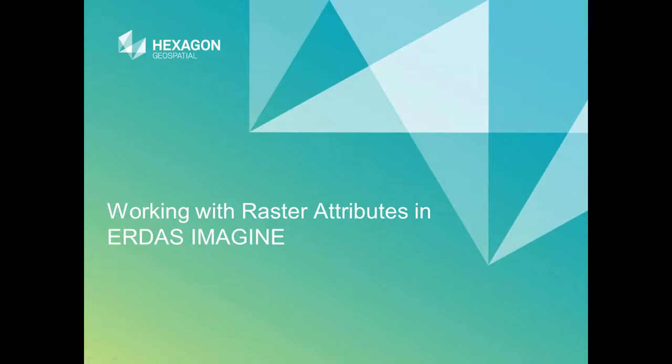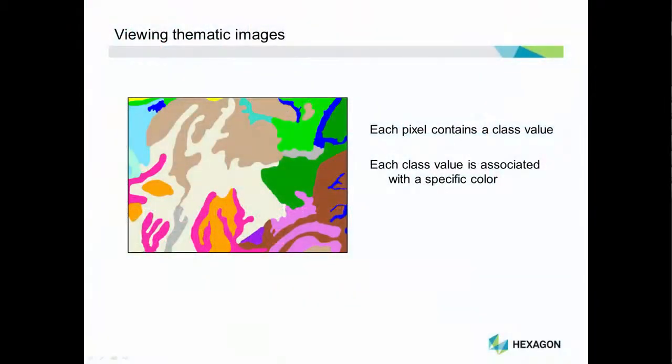In this module, we'll develop a basic understanding of thematic images, raster attributes, and see how to use the attributes to extract information. First, let's understand the basics of thematic imagery. Here we see a thematic image of a soil map.